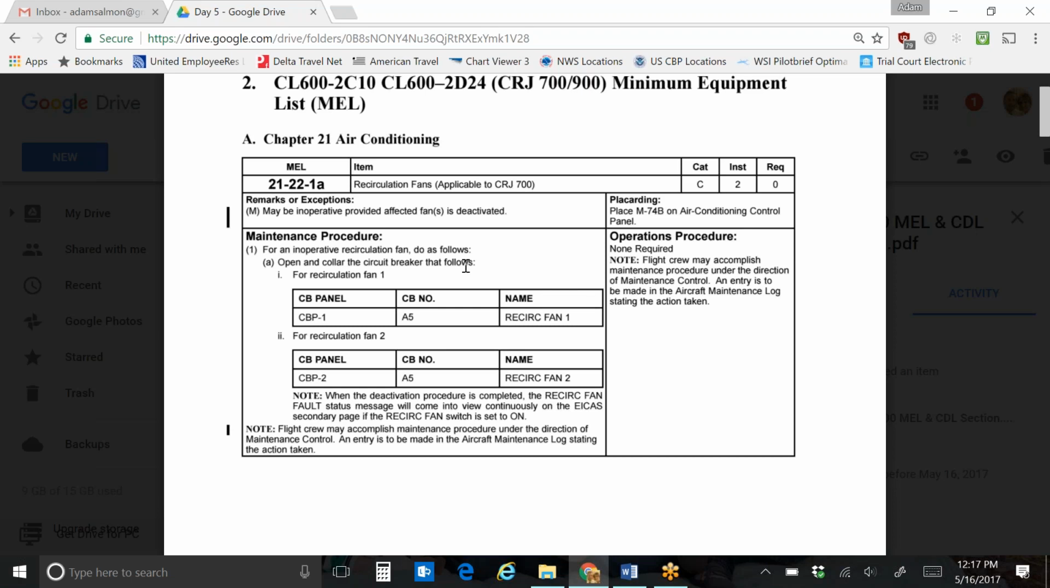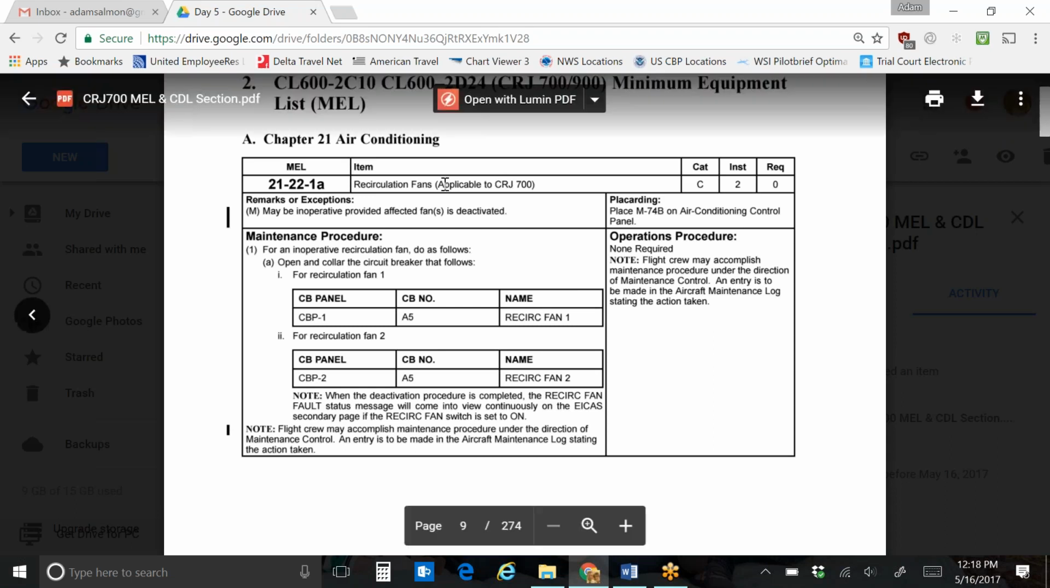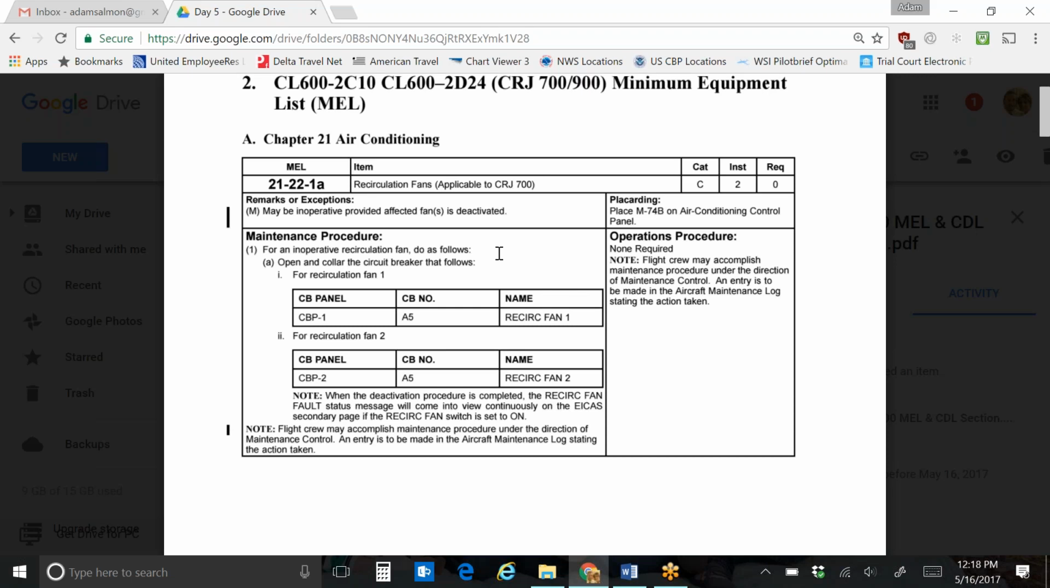Now one thing you also are going to notice in this manual is that it covers the CRJ 700 and 900. So just make sure, we're only obviously looking at CRJ 700 MELs, so there are a bunch in here for the 900. Just disregard them, but they will normally say it right here. It'll say applicable to CRJ 900, and just disregard those. So this is the recirculation fans. So we're just going to read here.